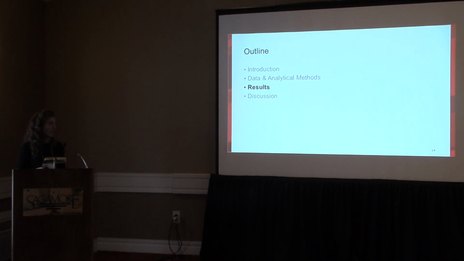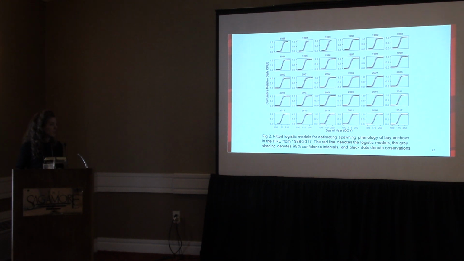Getting into some preliminary results, so I'm going to go through the individual spawning phenology metrics first. So this is the fitted logistic models for estimating the spawning phenology metrics. Each facet is an individual year. The red line denotes the logistic models, the gray bands are the 95% confidence intervals, and the black dots denote observations. So there is some variability year to year.